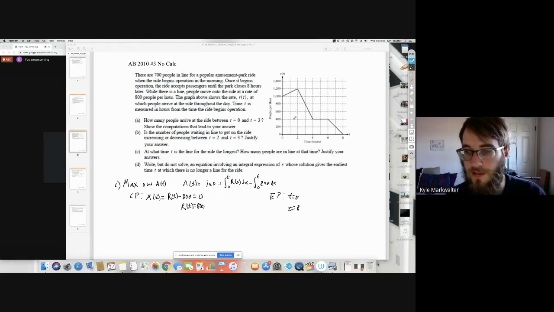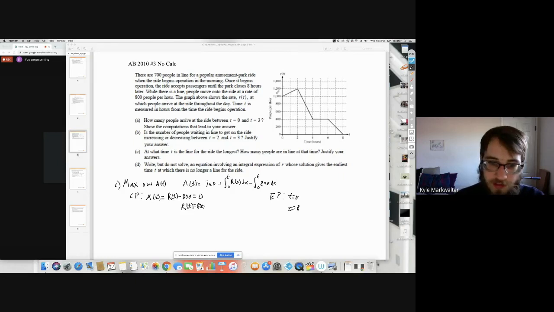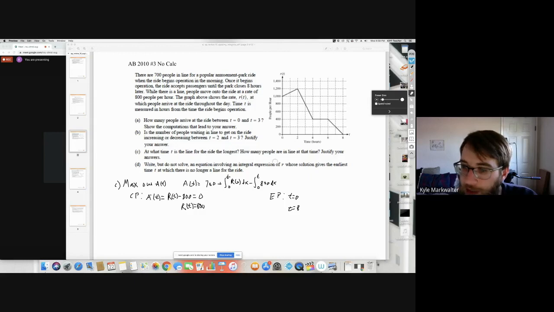All right, let's look at the graph up here. Here's the graph of r of t. Well, I guess it should be lowercase r. I keep writing uppercase R. I apologize. So we look at our graph and we go, okay, well, where does r of t equal 800? We can figure that out pretty quickly.